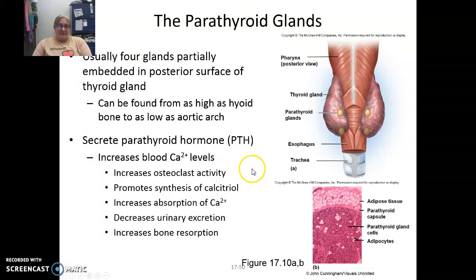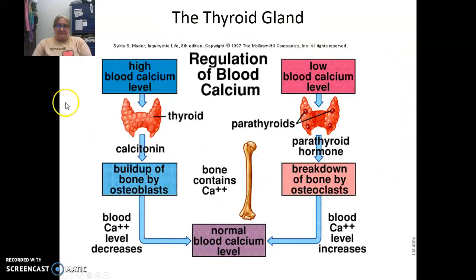So we increase blood calcium levels back to where they're supposed to be. And so here is a cute little figure that I found. Here we have high blood calcium levels. That's going to stimulate the thyroid gland, the parafollicular cells, to secrete calcitonin. Calcitonin causes our body to build up bone. That's an anabolic activity. And we go back to normal blood calcium levels. Negative feedback. We took some parameter that was moving away from homeostasis and we brought it back.